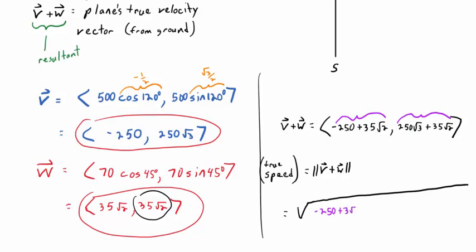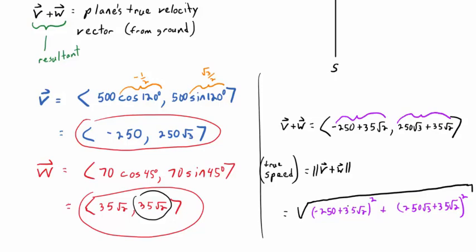Whoops. My 5 and my radical got combined. The whole thing squared plus the second component squared: 250 radical 3 plus 35 radical 2, the whole thing squared. Oftentimes in the calculator, I just do the radicand first, and then in the next step, I take the square root, just because it gets a little messy to have it all, but you can do it however you want.